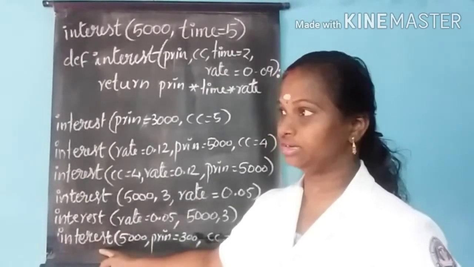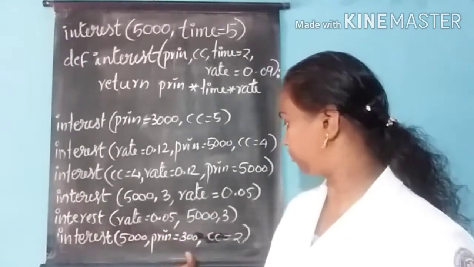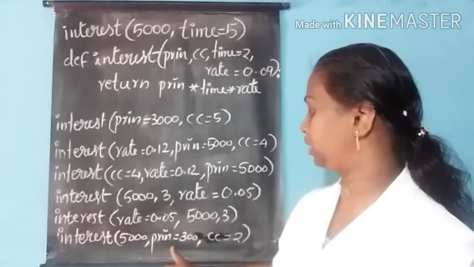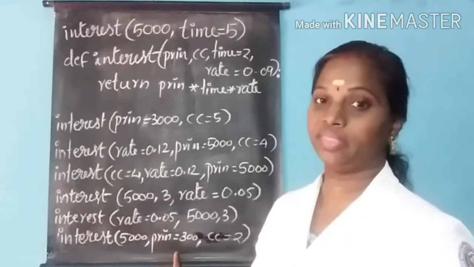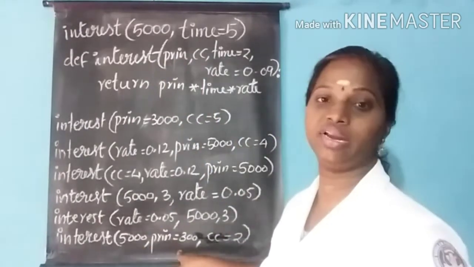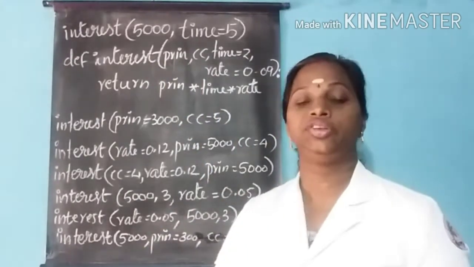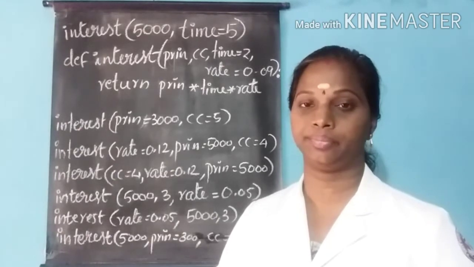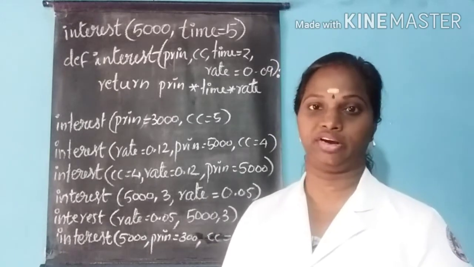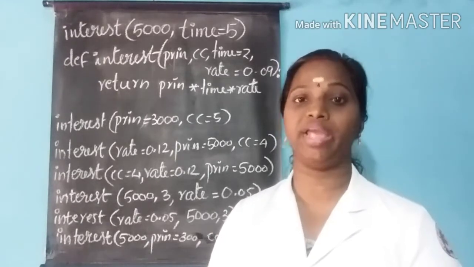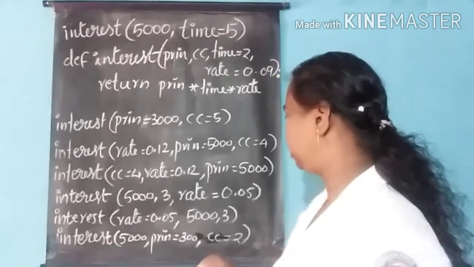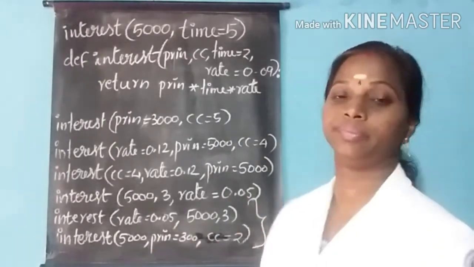Then the last one, interest(5000, p=3000, t=2). See here, 5000, then p=3000. What will happen when we call this statement? The 5000 will be assigned to p. Again p is equal to 3000. That means two assignments for one variable. That is also not possible while calling a function. You cannot specify more than one value for an argument. Clear? So these two are illegal statements.